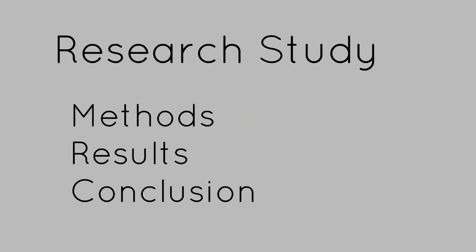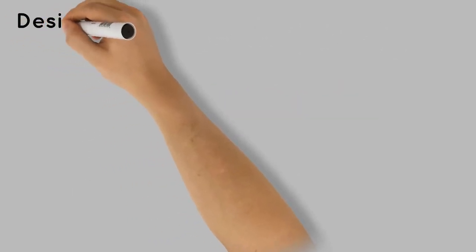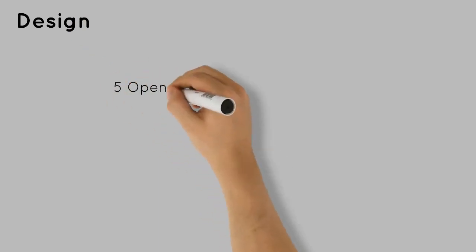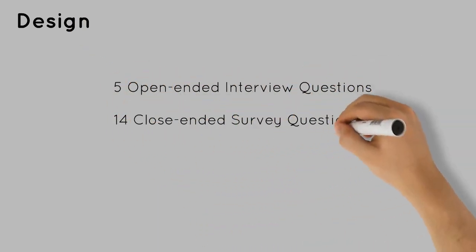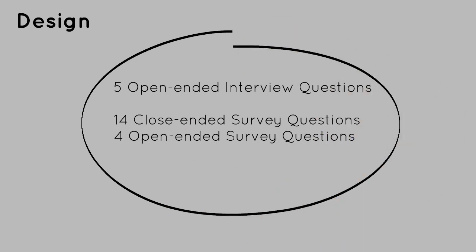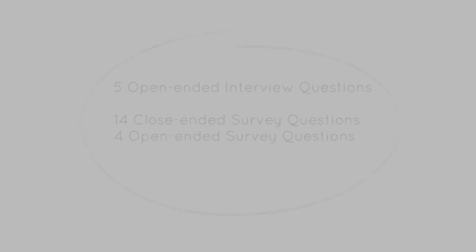All of this information was the background knowledge for our research study. The research study was comprised of methods, results, and our conclusions. First, the methods. The design for our study consisted of 4 teacher interviews. There were 5 open-ended interview questions. We also gathered data from a survey that included 14 close-ended questions and 4 open-ended questions.